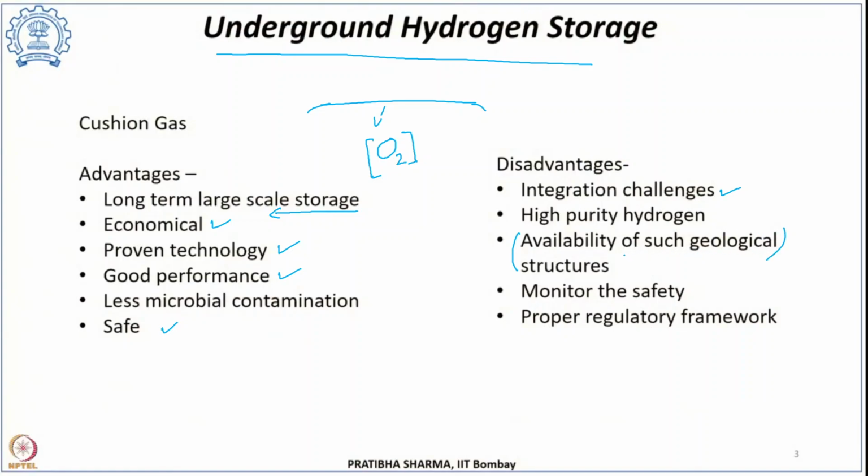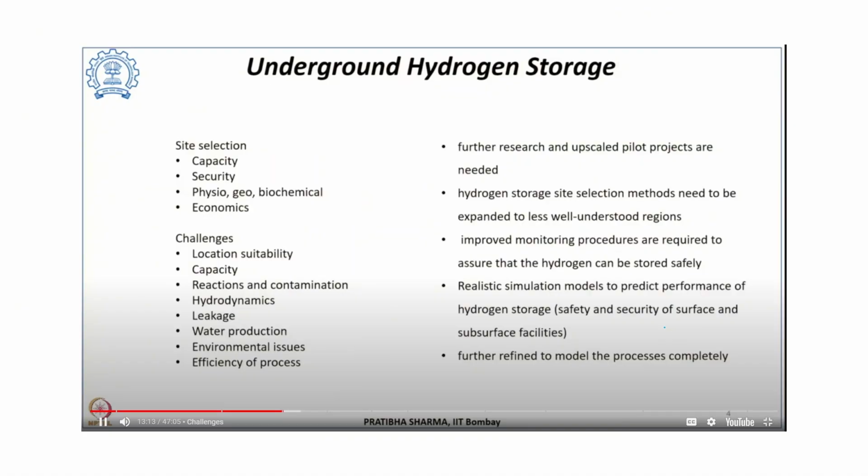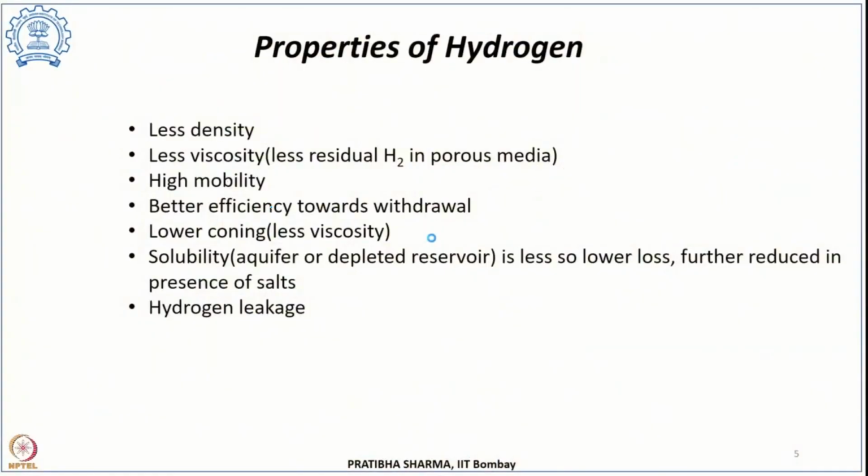There is a certain type of structure required. Hydrogen cannot be stored anywhere in the earth crust. It has some parameters or properties, and according to these parameters, hydrogen can be stored. Monitoring, and a safe and proper regulatory framework, is required. This is simple; I am not going into detail.